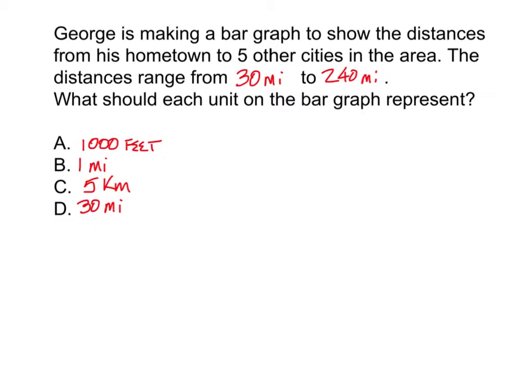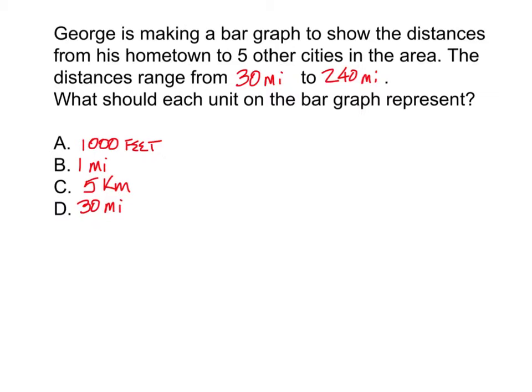George is making another bar graph, and this time it's to show the distances from his hometown to 5 other cities in the area. The distances range from 30 miles to 240 miles. So what should be the unit markings on the y-axis to be able to accurately display this graph? Would we make them go by 1,000 feet at a time, 1 mile at a time, 5 kilometers, or 30 miles?